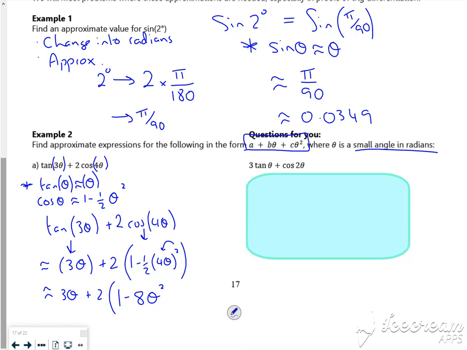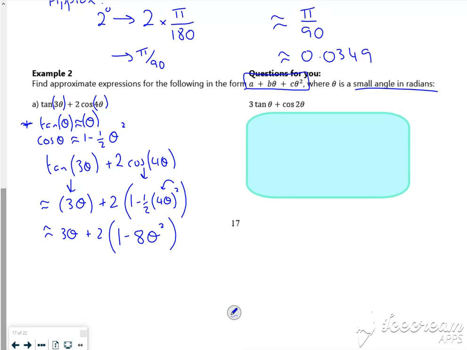Yeah, so you've got to be careful, because what people do is they do the 4 divided by 2 first and then they square it. So they get the order wrong with what they're supposed to do. So I've got that there. So if I expand the brackets, I've got 3 theta plus 2 minus 16 theta squared. And then if you look at the question, it's supposed to be a plus. So my final answer is 2 plus 3 theta minus 16 theta squared.